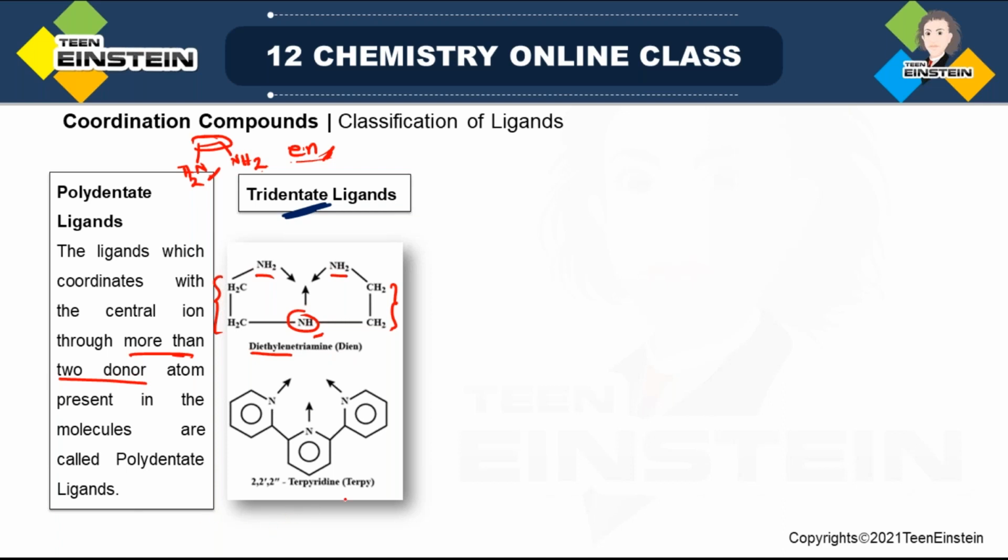Another example is 3 pyridine rings attached to each other at the ortho positions. See, these are the ortho positions, and 3 donating sites are there. So the name is 2,2',2''-terpyridine. In short, terpy.